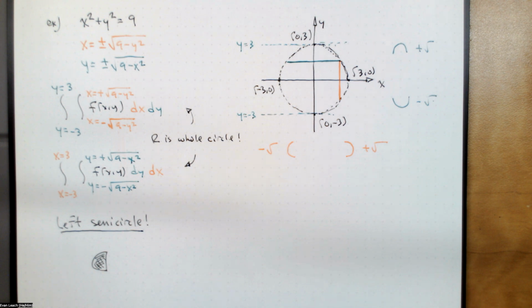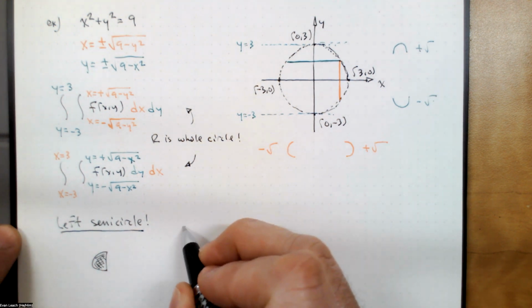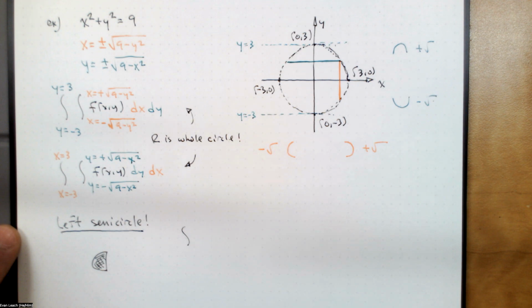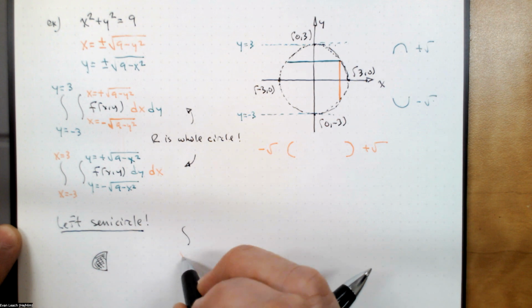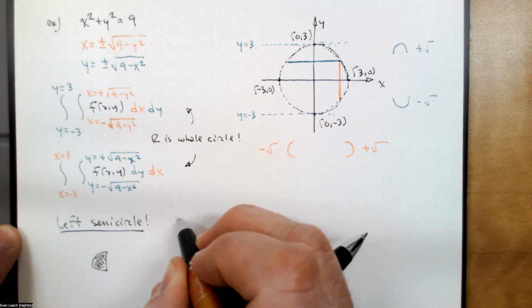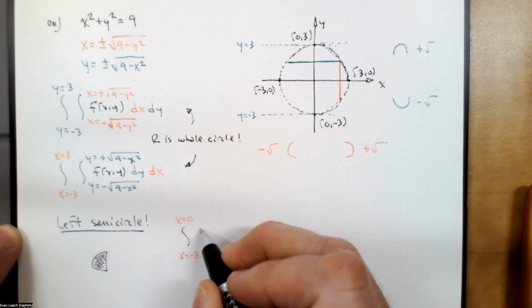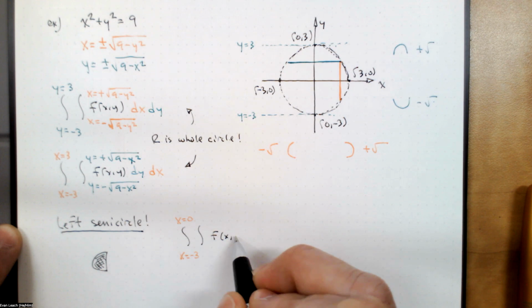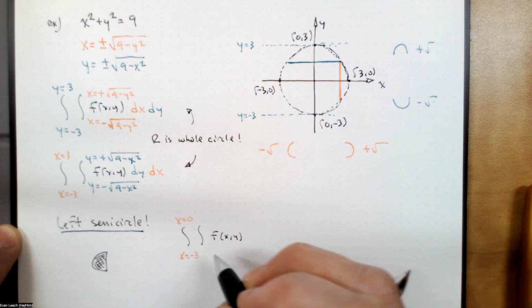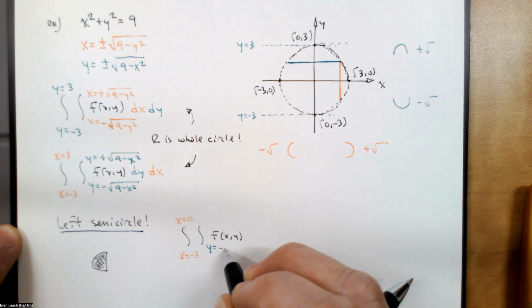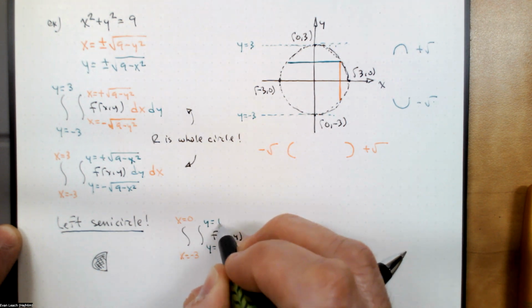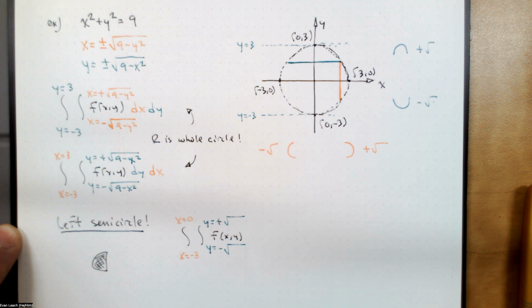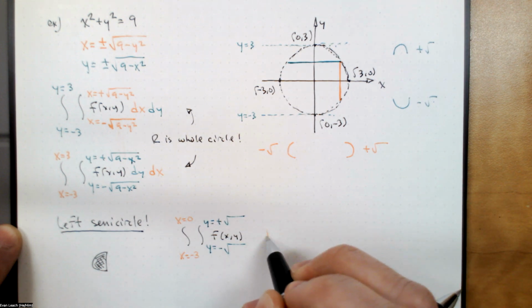So for x, was it -3 to 0? -3 to 0. So for the left semicircle, x can go from -3 up to 0. And then the y will remain the same because I want the top and the bottom half. So y can go from the bottom half of the circle to the top half of the circle. So this is our dy dx integral.